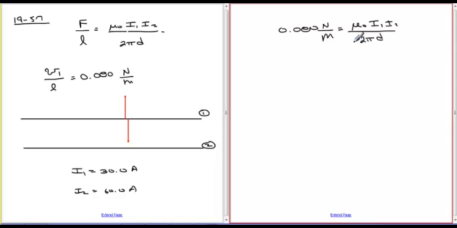And it doesn't say which way the currents have to go, but I think if they're going the same direction, they're attracted, and if they go opposite directions, they're repelled. So whatever the appropriate direction is. Really all we have to do is solve for d. So d is equal to mu 0 I1 times I2 divided by 2 pi times this force.